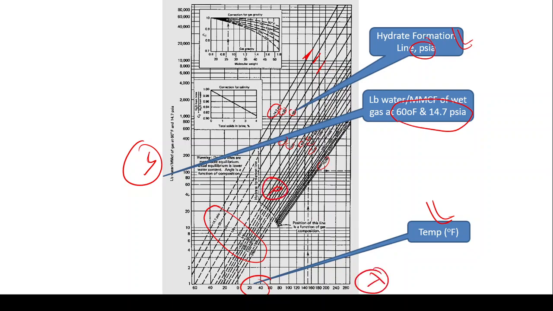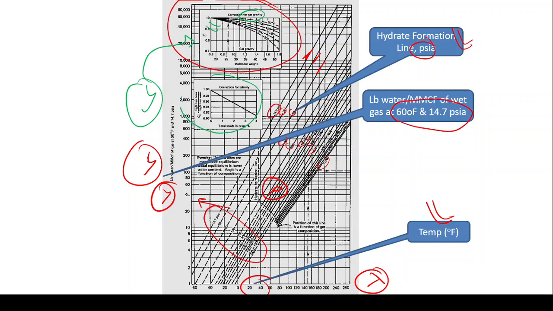With the help of these two parameters, we can find out the y-axis, that is our desired target. Then we can go for the correction factor. This is one correction factor. If you look closely, this is a correction factor, and we can get the gas gravity correction factor. But before that, we have to find out this y value, which has to be incorporated here.